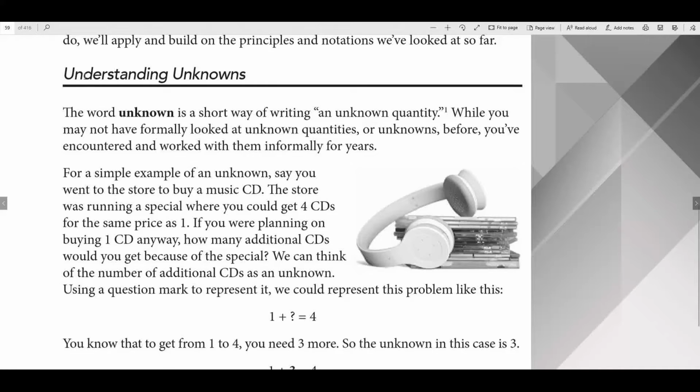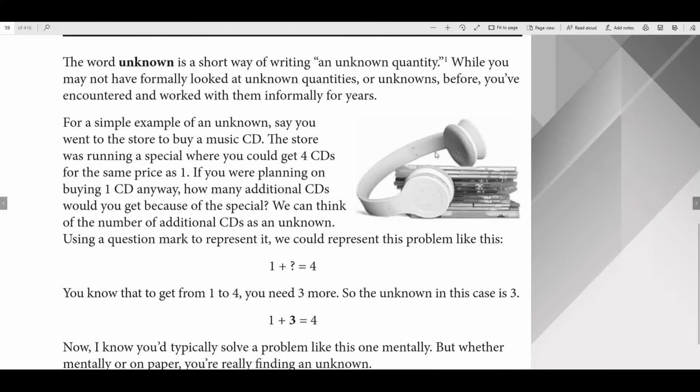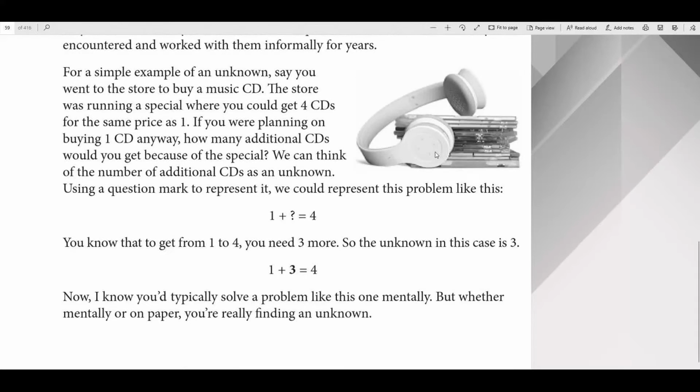All right, so understanding unknowns. The word unknown is a short way of writing an unknown quantity. While you may not have formally looked at unknown quantities or unknowns before, you've encountered and worked with them informally for years. For example, say you went to the store and you bought a music CD. The store was running a special. You could get 4 CDs for the same price as one. If you were planning on buying one CD anyway, how many additional CDs would you get because of the special?